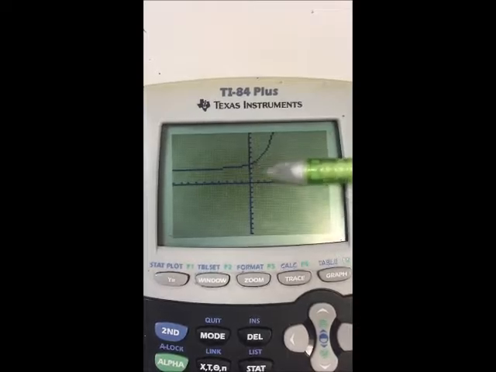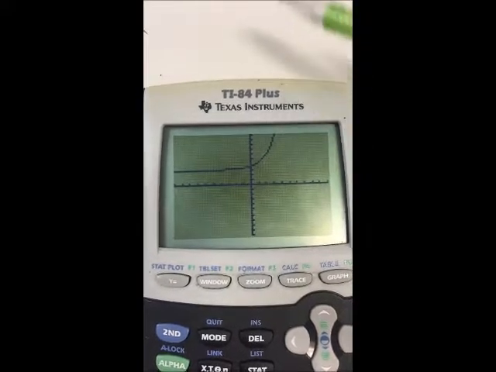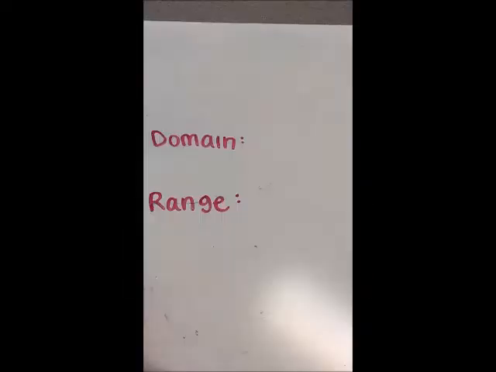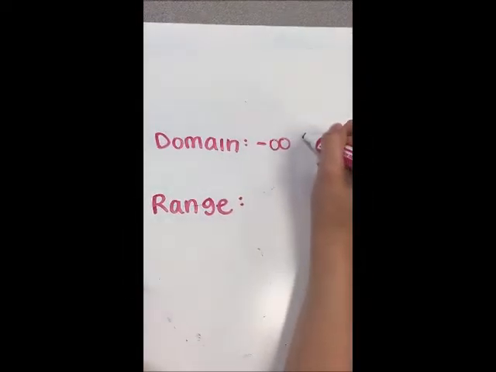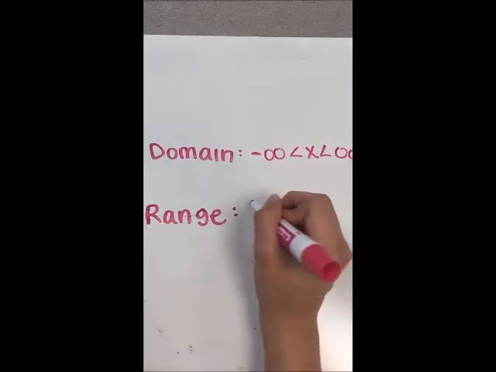The range is y > 3 and the domain is negative infinity to positive infinity because they go on forever in both ways. The domain is -∞ < x < ∞, and the range is y > 3.